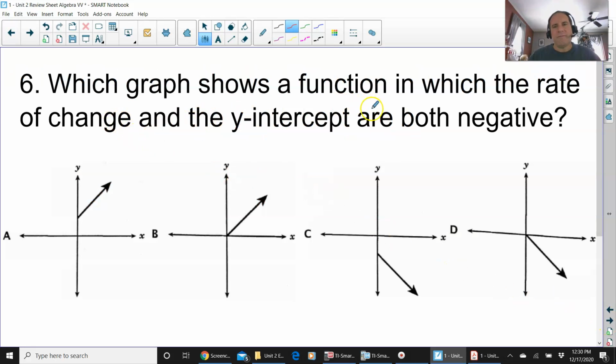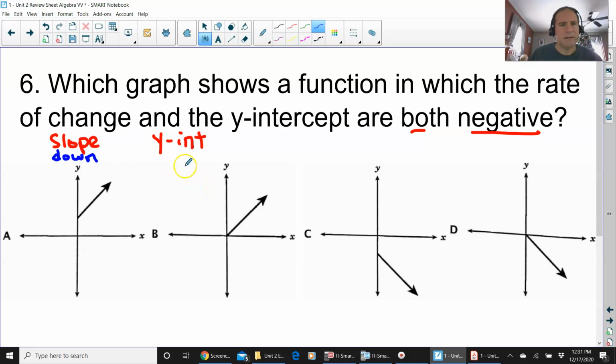Number 6. Which graph shows a function in which the rate of change, which is the slope, and the y-intercept are both negative? So for slope, we're looking for a line that goes down from left to right. And then the y-intercept below the origin.